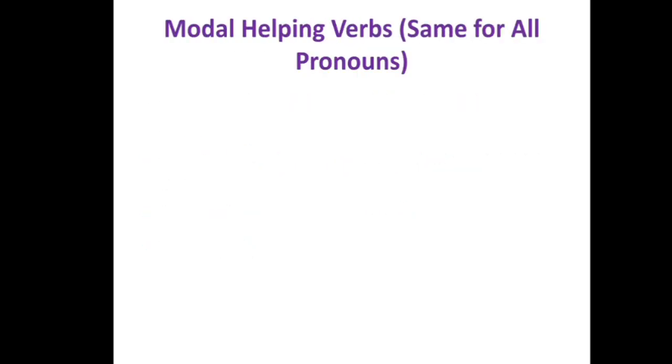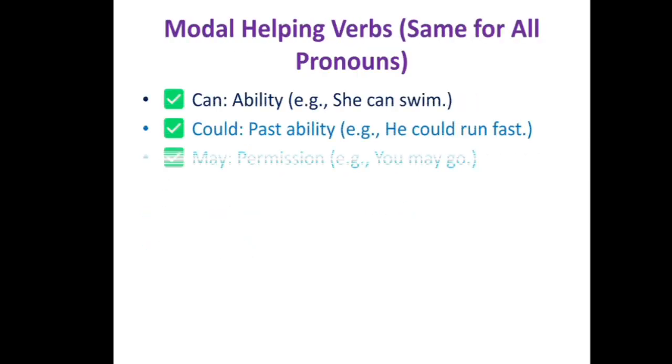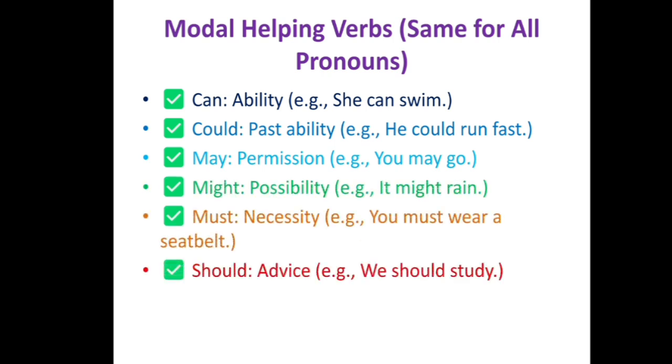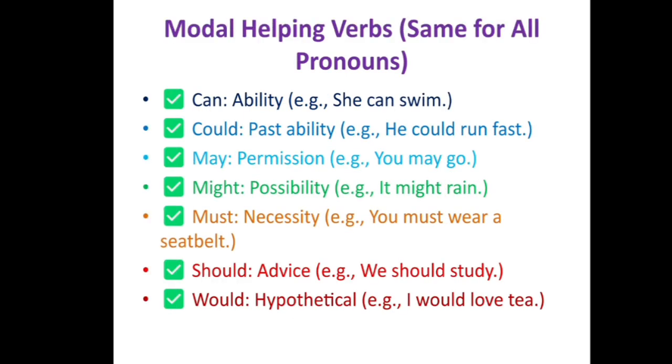Modal helping verbs. Next, let's look at modal helping verbs. These are special because they remain the same for all pronouns. Can, ability. She can swim. Could, past ability. He could run fast. May, permission. You may leave early. Might, possibility. It might rain. Must, necessity. You must wear a seatbelt. Should, advice. We should study. Would, hypothetical. I would love some tea. Unlike regular verbs, modal verbs do not change for singular or plural subjects.